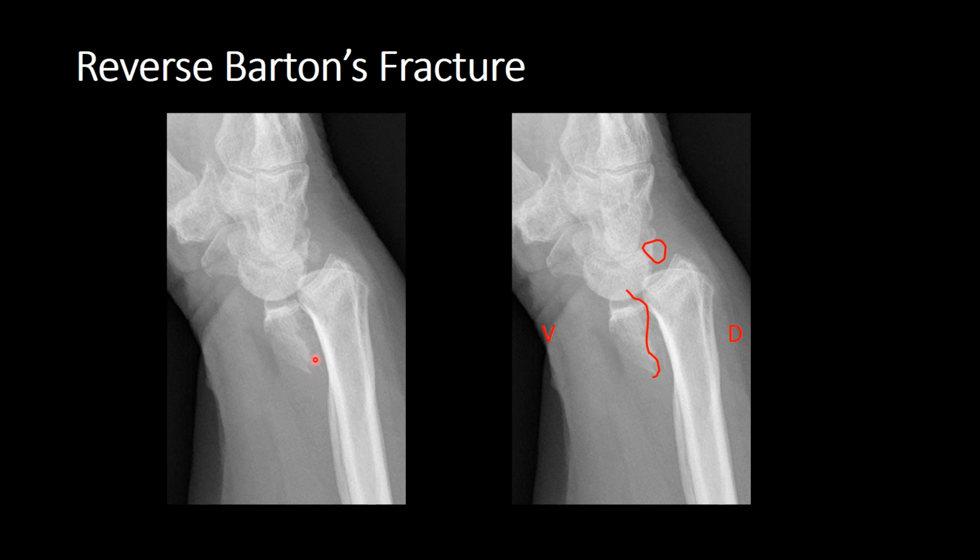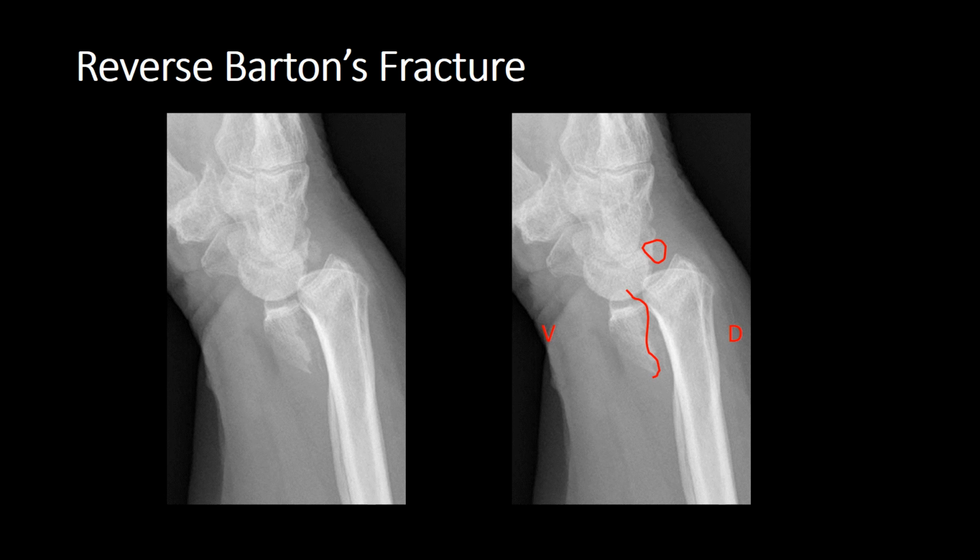So we can quite clearly see the intra-articular component of the distal radial metaphysis, but most importantly, this is our lunate here, and we can see that the lunate is following the volar portion of the fracture fragment rather than aligning with the dorsal component of the articular surface. So this is a true reverse Barton's fracture because the lunate is migrating with the fracture fragment, which is important.